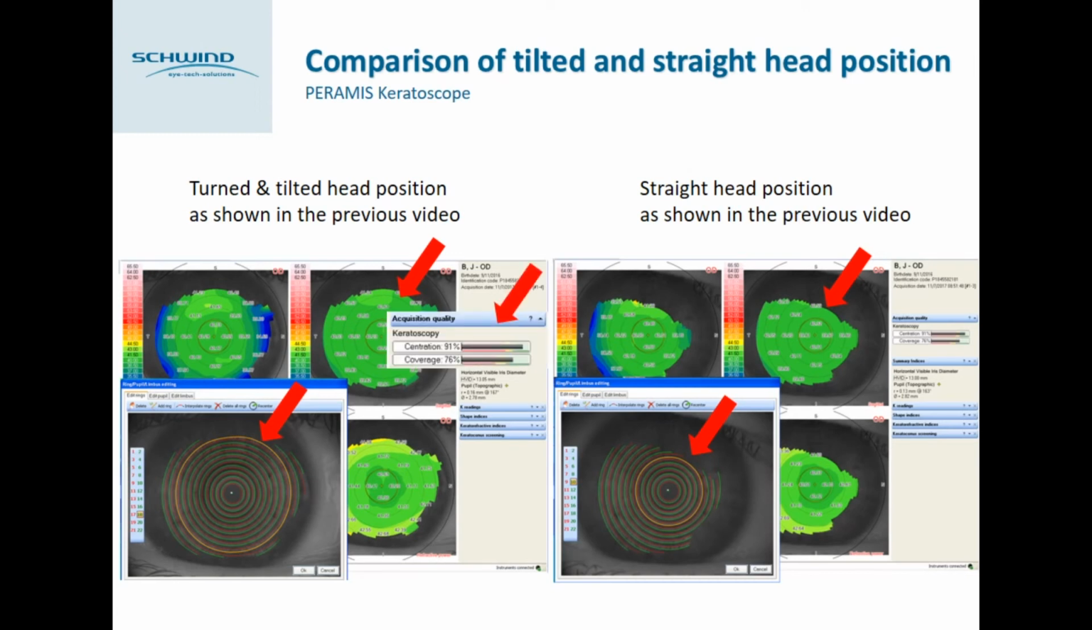When you have a look at the acquisition quality, you see that the coverage in percentage is equal for both head positions. This means that you should not only take the coverage into account if the keratoscope export is suitable or not. Schwind Eyetech Solutions recommends to apply the demonstrated head position for every patient to increase the amount of full Placido rings, which is beneficial for the export of the diagnostic data.